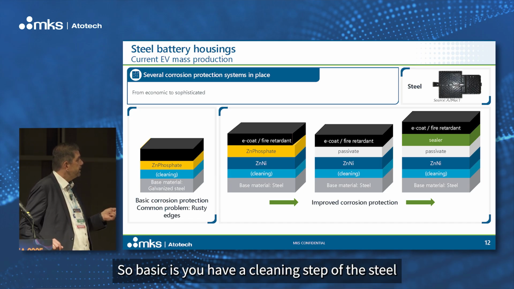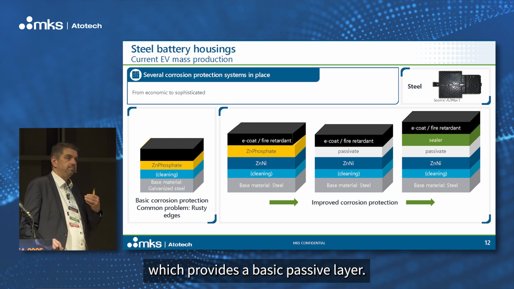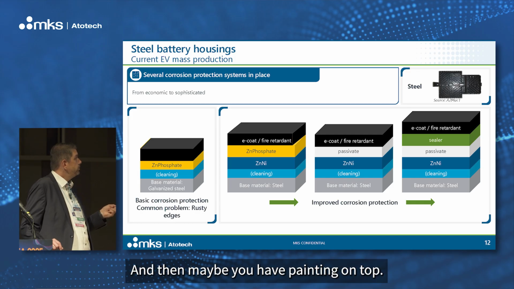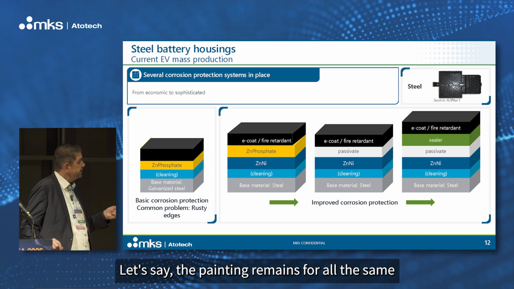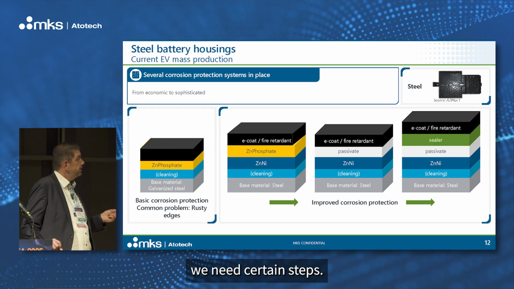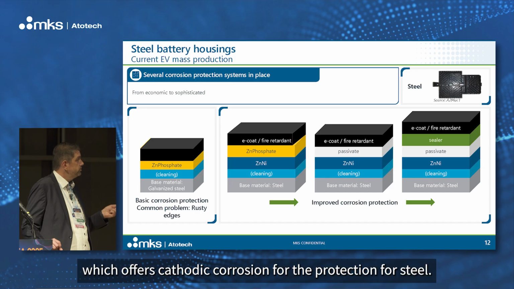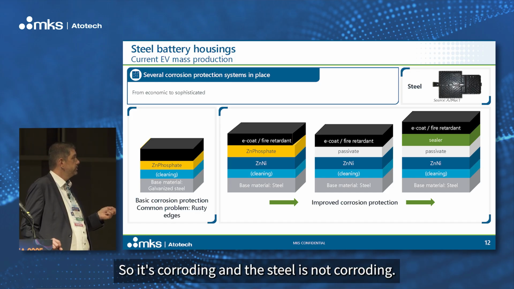So basic is you have a cleaning step of the steel, and then you only use a zinc phosphate, which provides a basic passive layer, and then maybe you have painting on top. Let's say the painting remains the same. If we want to improve this corrosion resistance for steel now, we need certain steps. So we introduce a zinc nickel layer, which offers cathodic corrosion protection for steel, so it's corroding and the steel is not corroding.